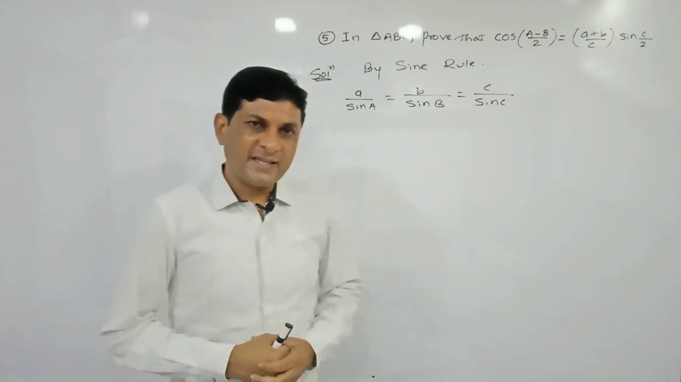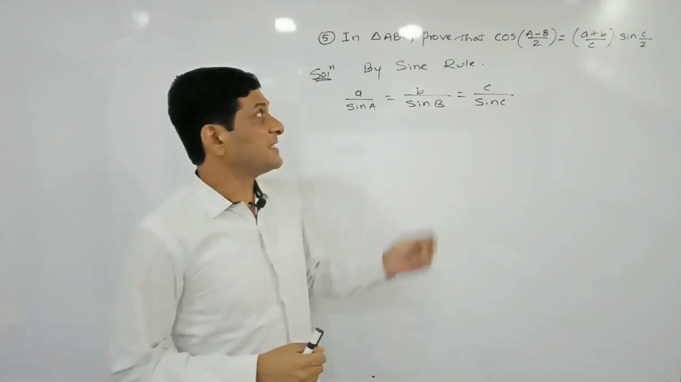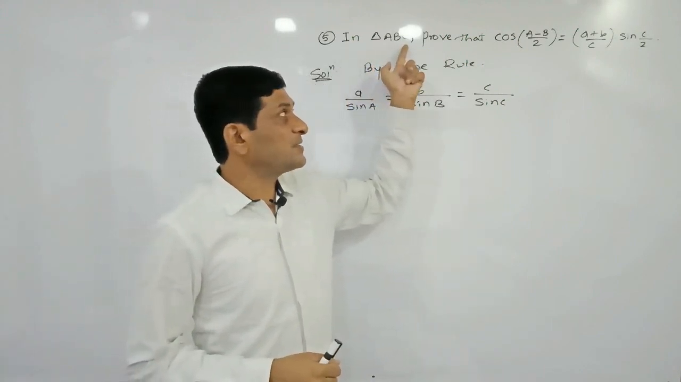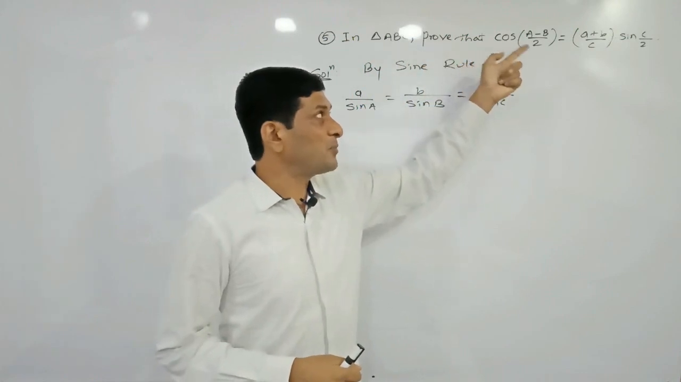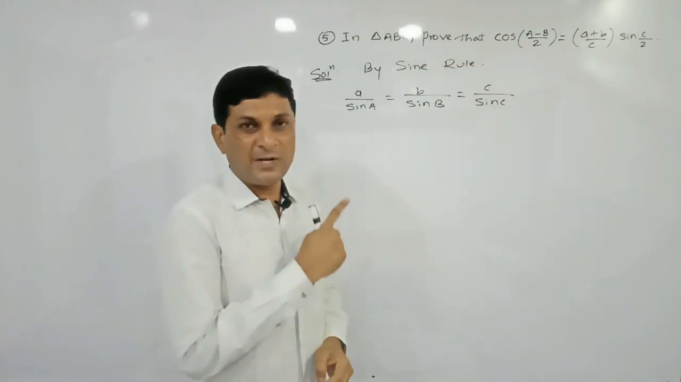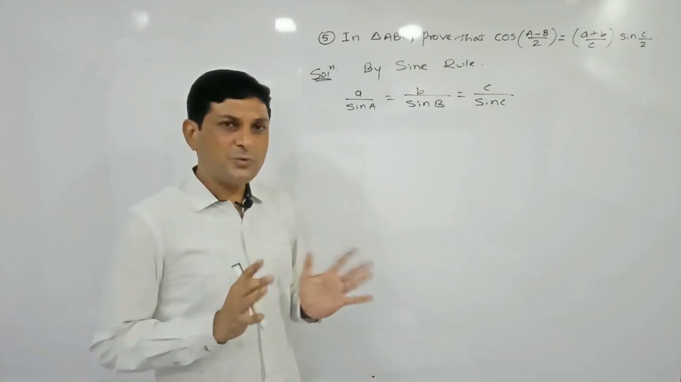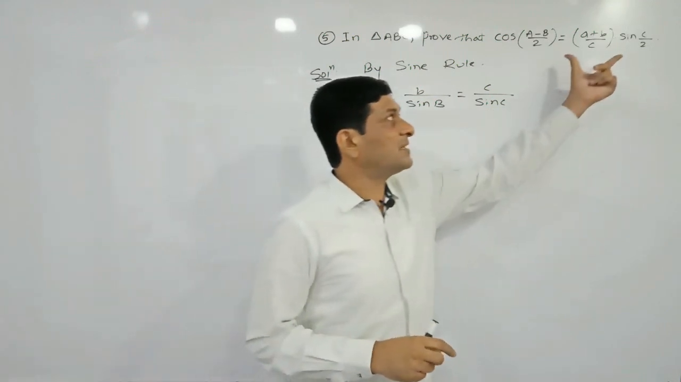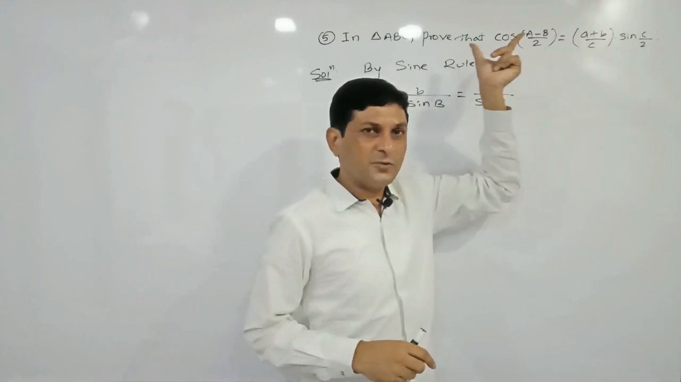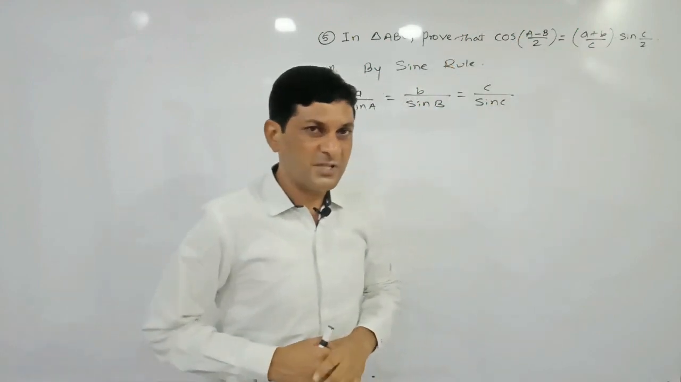Now see example number 5. In this example, one triangle is given to us in which we have to prove that the value of cos a minus b by 2 is equal to a plus b upon c into sin c by 2. Here we are giving priority to consider the right hand side, and simplifying it we will try to show that its value is equal to the left hand side.